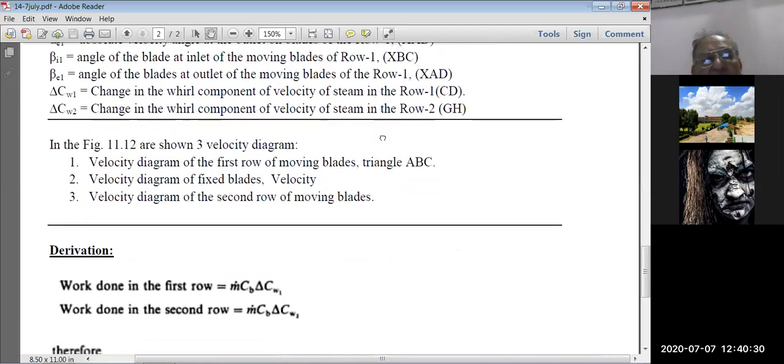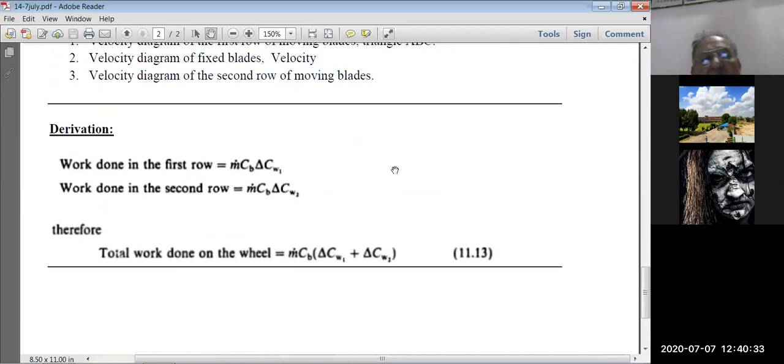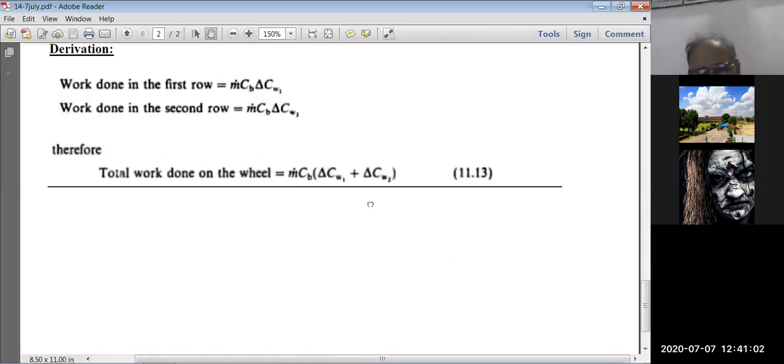So then we have just applied this formula: the work done on a rotating steam blade is Cb multiplied by delta Cw. So Cb multiplied by delta Cw1 in one row, and Cb multiplied by delta Cw2 in another row, multiplied by the mass flow rate. We add both, and we get equation 11.13, which is the equation of total work done on the 2-row wheel of a Curtis turbine.